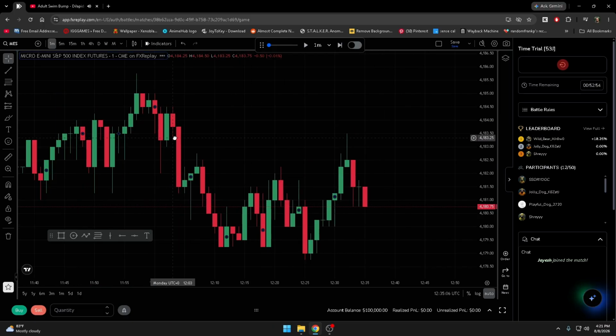So boom, that's 1. 2. 3. Alright, so we got a bearish fair value gap. Then it came back, it ran back into here, it broke this candle upward.